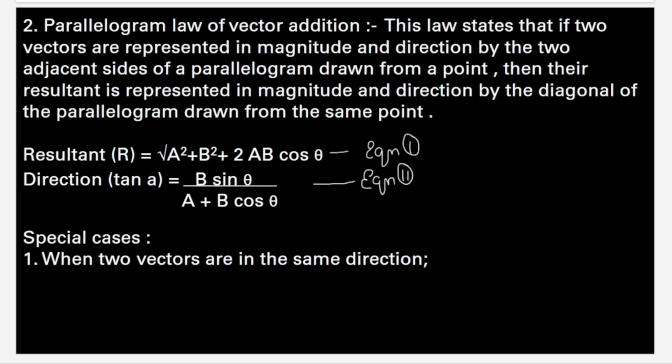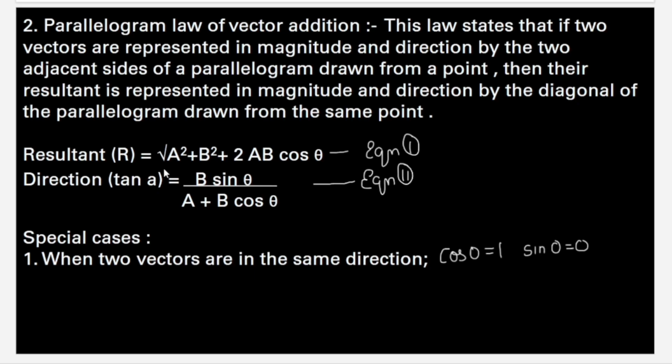Resultant R is equal to root of a square plus b square plus 2ab cos theta, and direction tan A is equal to b sin theta by a plus b cos theta, the same as the triangle law of vector addition. Special cases. First one, when two vectors are in the same direction, then theta will be 0, so cos 0 will be 1 and sin 0 will be 0.